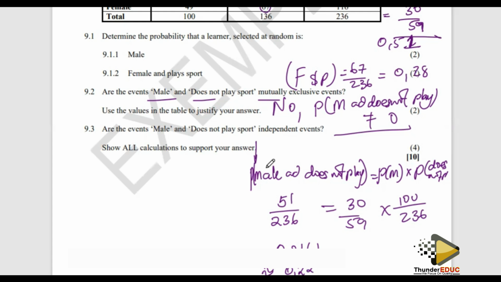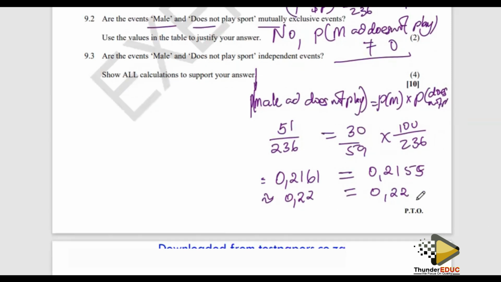Let me do the calculations on my right-hand side. So 30 over 59 times 100 over 236. This is giving me 0.2155, which is approximately 0.22. So the final answer rounded off to 2 decimals gives us the same. Therefore, the events are independent. So that's how 9.3 would have been worked out.